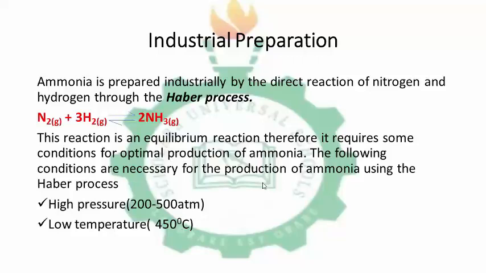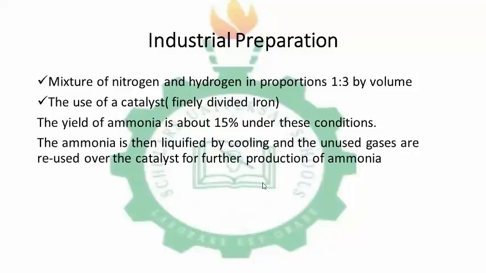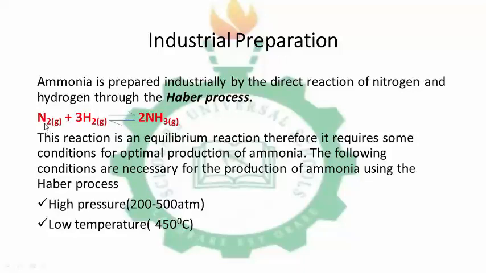Number one, ammonia is prepared from the Haber process at high pressure, between 200 to 500 atmospheres, and at a moderate temperature, which is 450 degrees Celsius. And also the mixture of nitrogen and hydrogen must be in the ratio 1:3 by volume. Now if you look at the equation, the nitrogen gas and the hydrogen gas are in the ratio 1:3. And please take note that they are in the ratio 1:3 by volume.